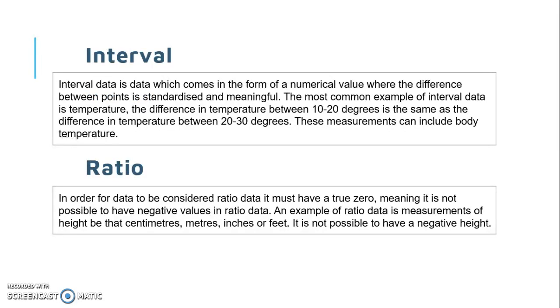There's two more. Interval data is data which comes in the form of numerical value where the difference between points is standardized and meaningful. So the most common example of interval data is temperature. The difference in temperature between 10 and 20 degrees is the same as the difference in temperature between 20 and 30 degrees. Ratio data is, in order for data to be considered ratio data, it must have a true zero, meaning it's not possible to have negative values in ratio data. So an example of ratio data could be height, given as you can't be minus height.